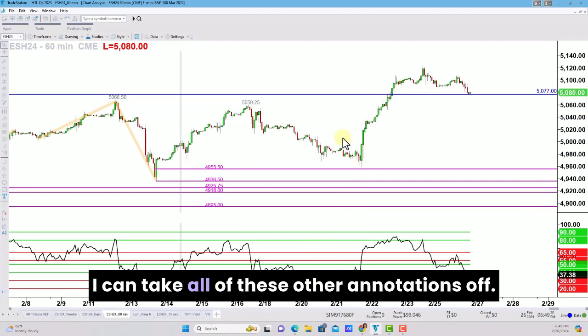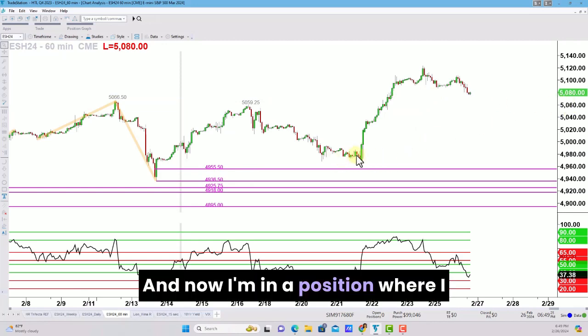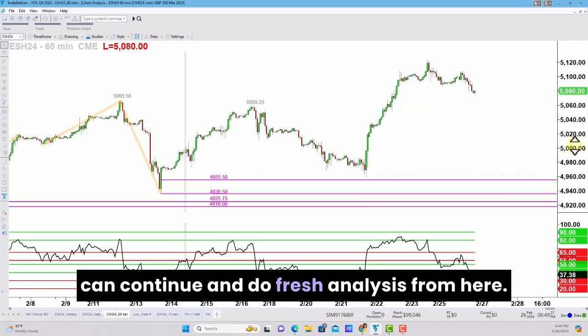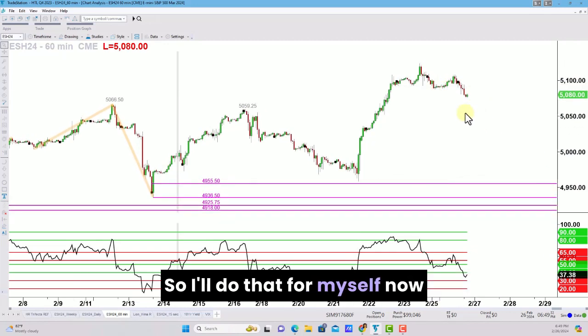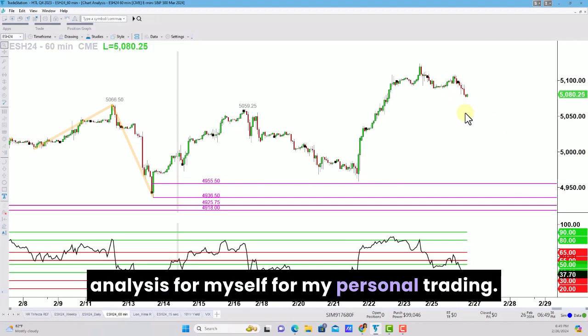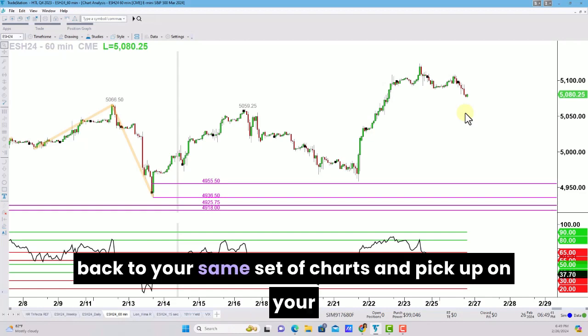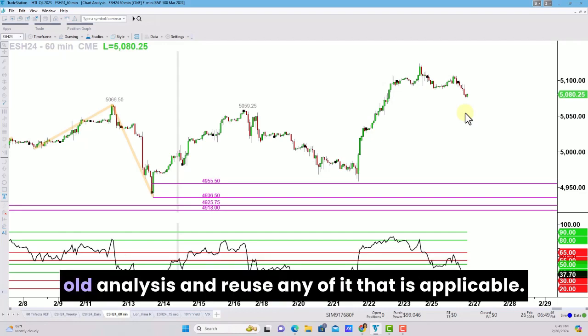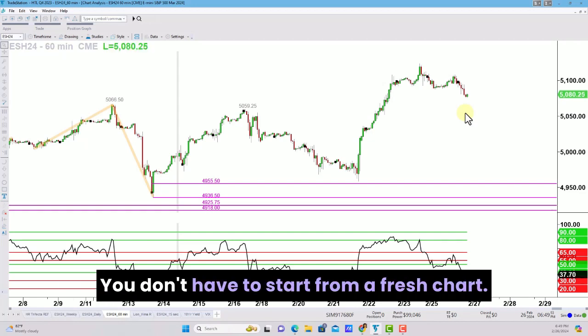So I can take all of these other annotations off. And now I'm in a position where I can continue and do fresh analysis from here. So I'll do that for myself now because, again, I'm going to do this analysis for myself, for my personal trading. I just wanted to show you it is completely possible to come back to your same set of charts and pick up on your old analysis and reuse any of it that is applicable. You don't have to throw everything out. You don't have to start from a fresh chart.